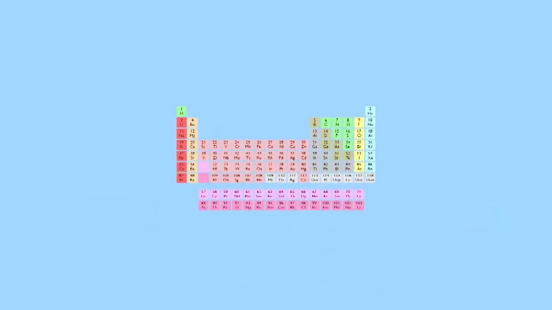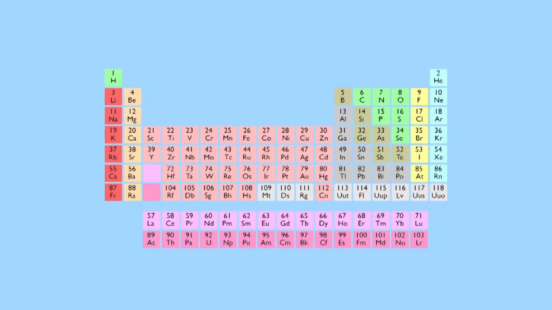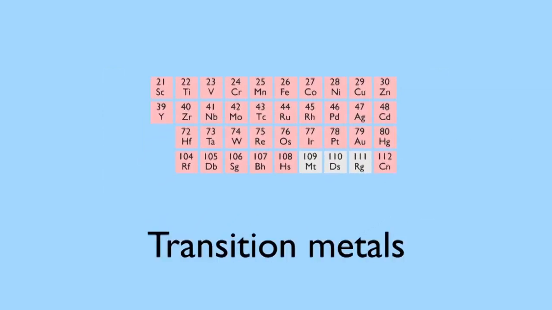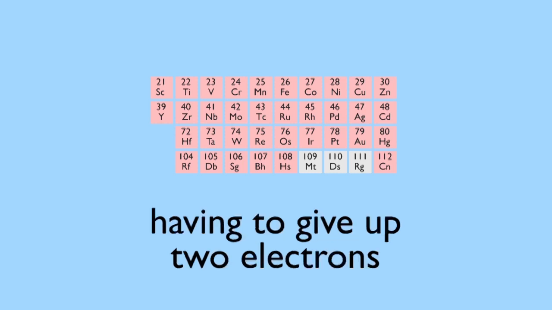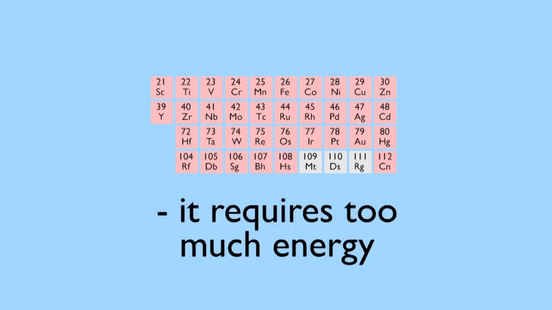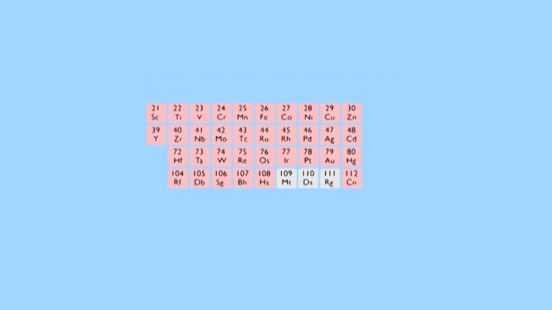What about other metals though, those not in group 1 or 2? In their pure form, the transition metals generally do not react with water. They usually have to give up at least 2 electrons to become soluble ions, and the energy required to do this is just too great.